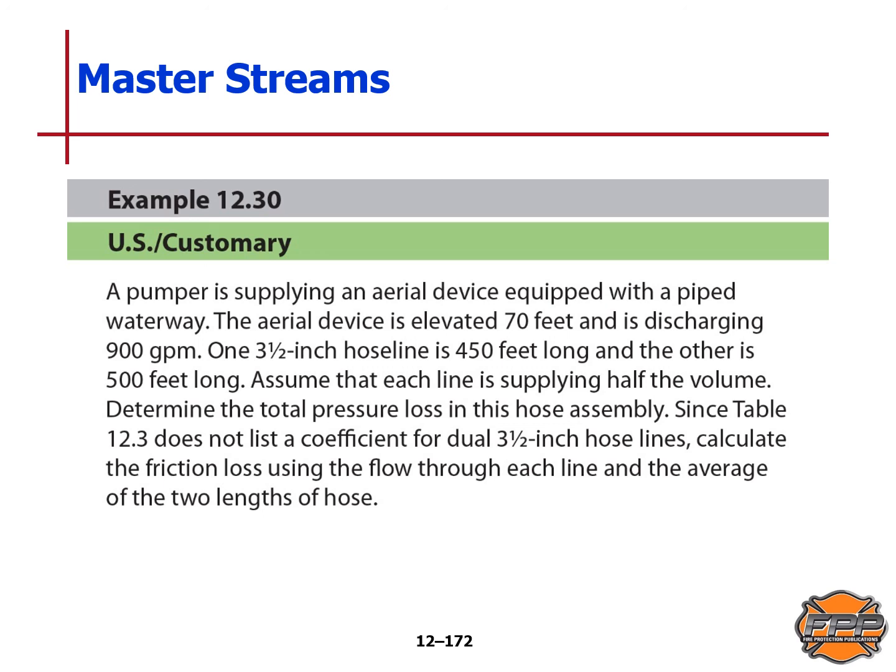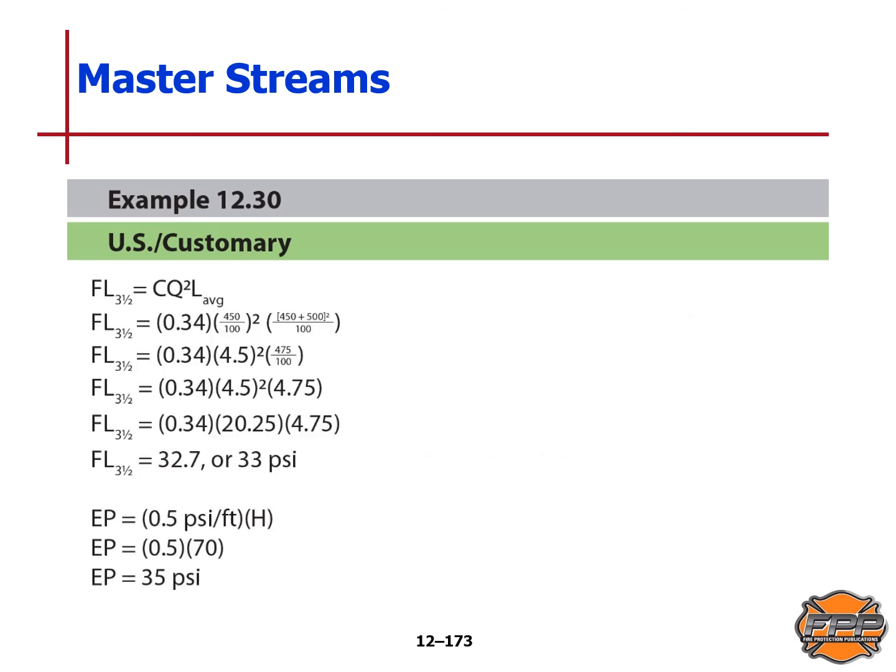Since table 12.3 does not list a coefficient for dual 3.5-inch hose lines, calculate the friction loss using the flow through each line and the average of the two lengths of hose. So here's the math. Friction loss for the 3.5-inch line equals CQ squared L, which is our typical formula. So friction loss for the 3.5-inch line equals 0.34, which is our coefficient, times 450 over 100, which is our flow divided by 100, squared, and then times 450 plus 500 over 2, over 100.